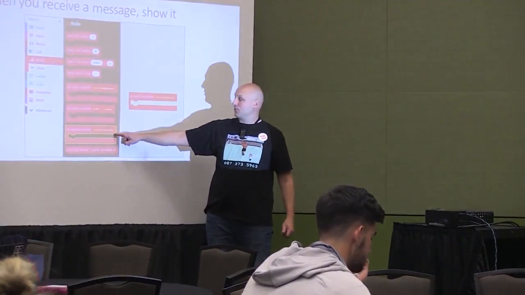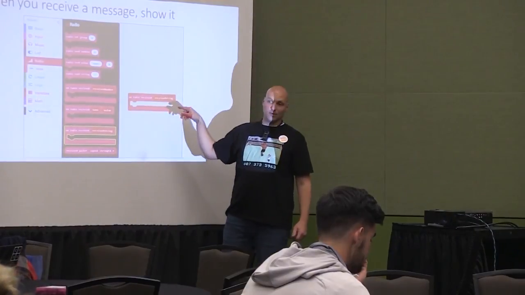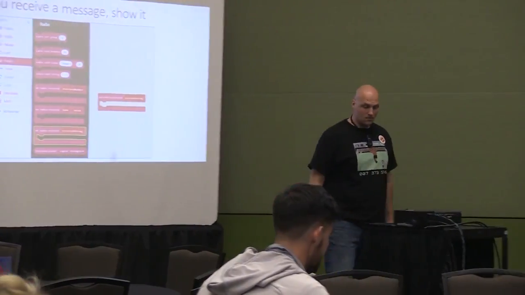I'll show the total code here in a minute, so if you're still working or you're going too fast, we'll get it up on the screen for you. Okay? We're going to add one more radio block. So under radio, it's a little bit further down, it's on radio receive. You're going to drag that over. Receive number or name value? Receive string. You want receive string. On radio receive, receive string.